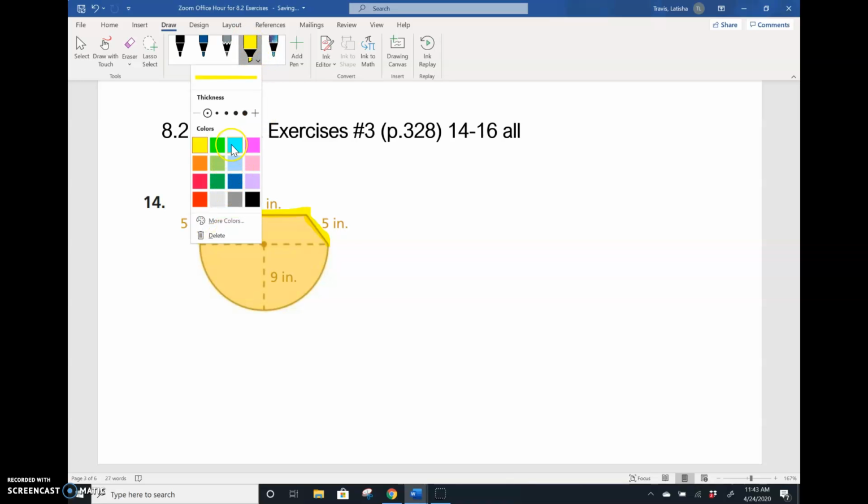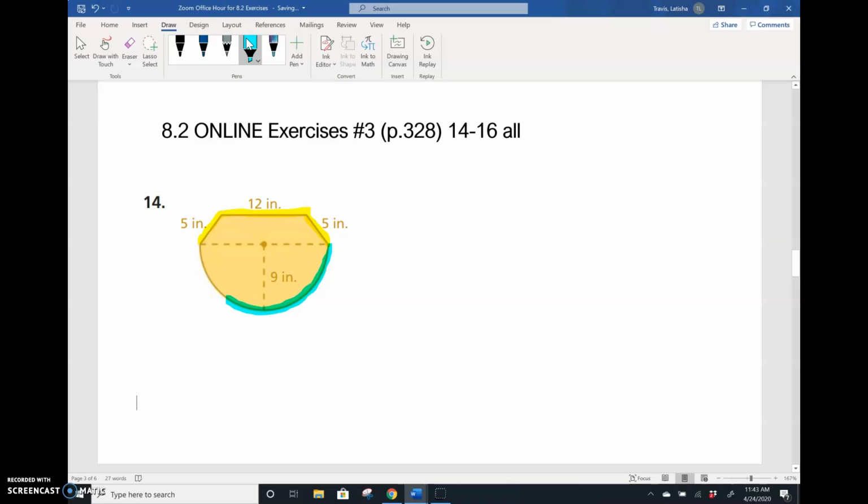What we don't have is what I'm highlighting in blue here, this curved length, or the outer perimeter of the semicircle portion. So to find the length of that blue highlighted piece, we're going to have to use our circumference formula. Remember, there are two different formulas to use. One circumference formula, we use the radius. The other circumference formula, we use the diameter.